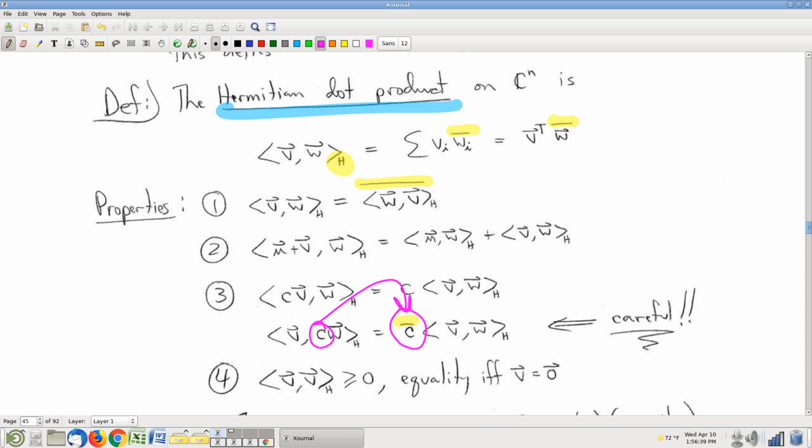Other than that, the properties are the same. So this is really close, and this is as good as we're going to get. If you say, "I insist that we find a formula that has exactly the 4 properties of the dot product in Rn," too bad. There is no such thing.